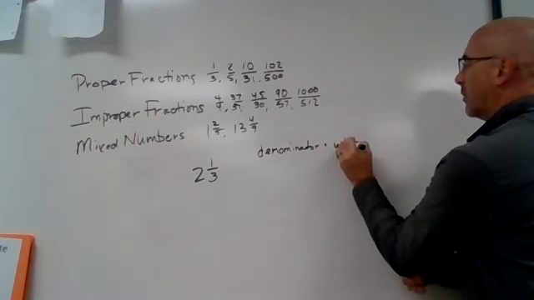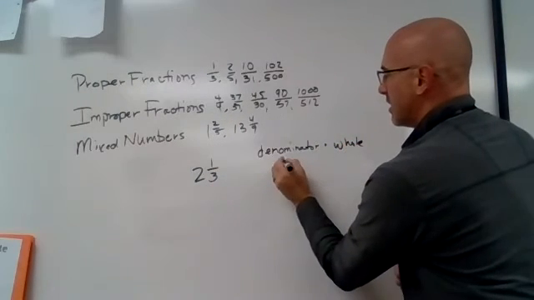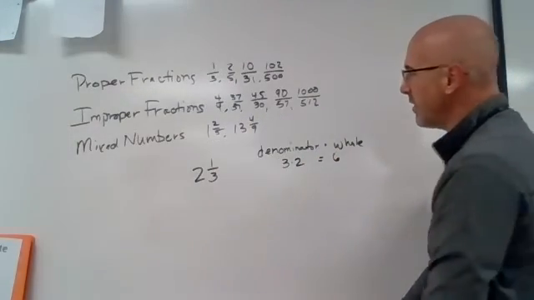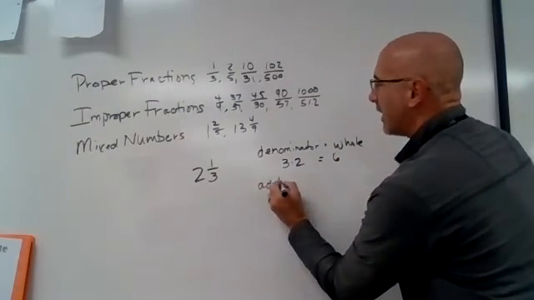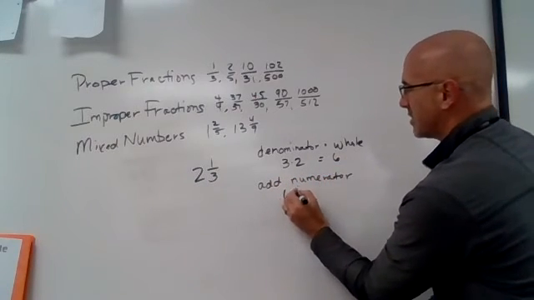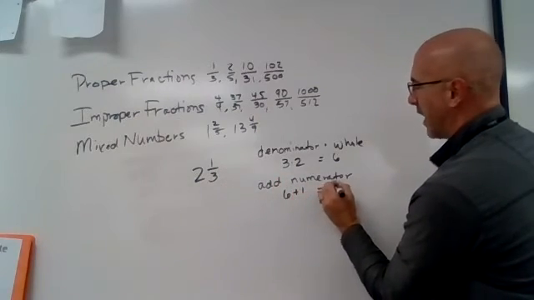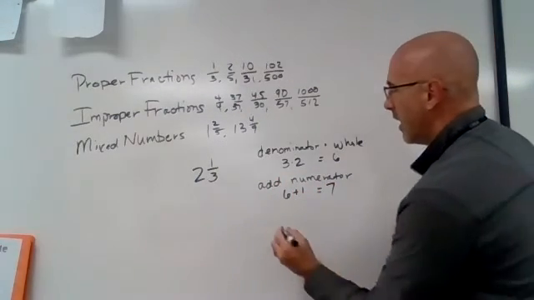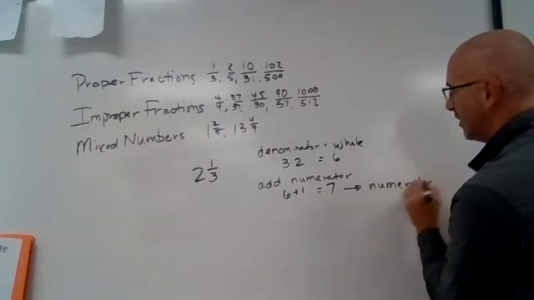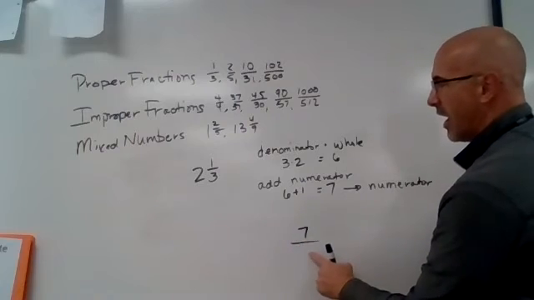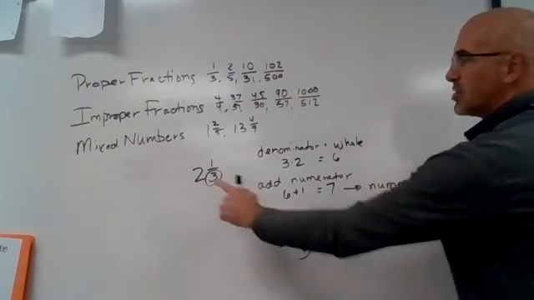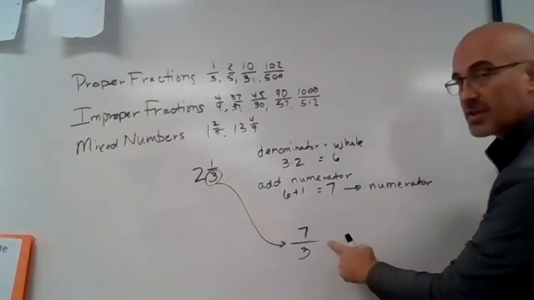So in this case, 3 times 2, and we know that to be 6. Now what we are going to do is add the numerator. So we're going to do 6 plus 1, and we know that to be 7. And then this becomes our new numerator. So 7 is our numerator, and then we use the denominator in our original problem. So 2 1/3 is equal to 7/3.